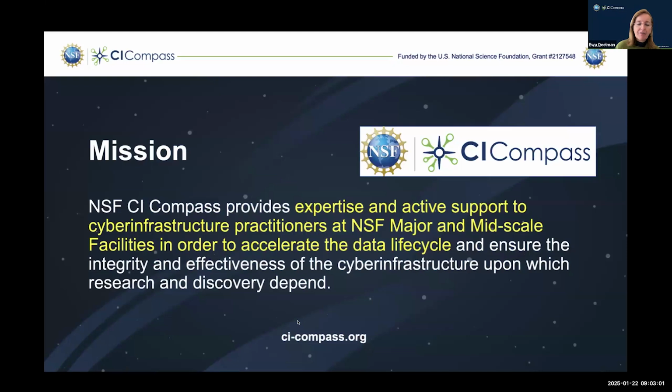And the mission of the NSF-funded Cyber Infrastructure Center of Excellence, CI Compass, is to provide expertise and active support to cyber infrastructure practitioners at NSF major and now also mid-scale facilities in order to accelerate the data lifecycle.